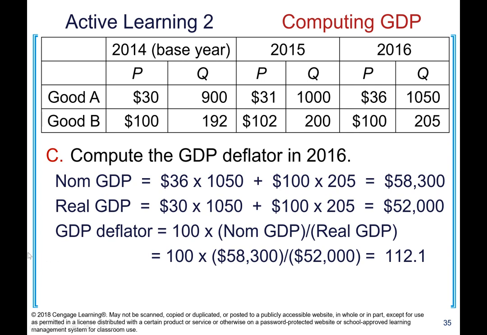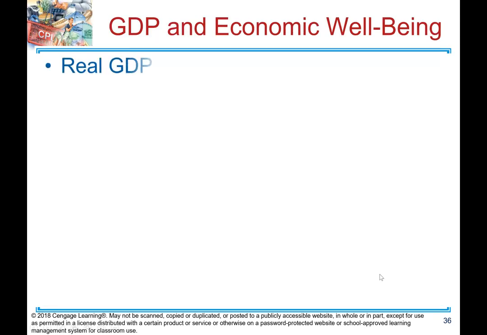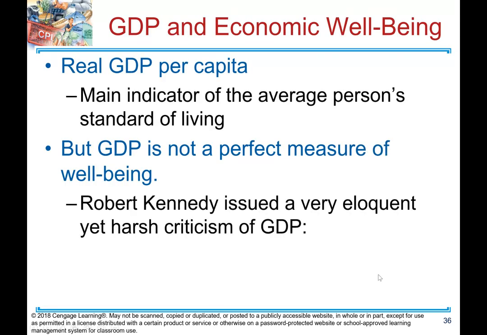And then the GDP deflator, which is nominal GDP divided by real GDP, that is where you find 58,300 divided by 52,000, and you multiply by 100. And so the GDP deflator is 112.1.